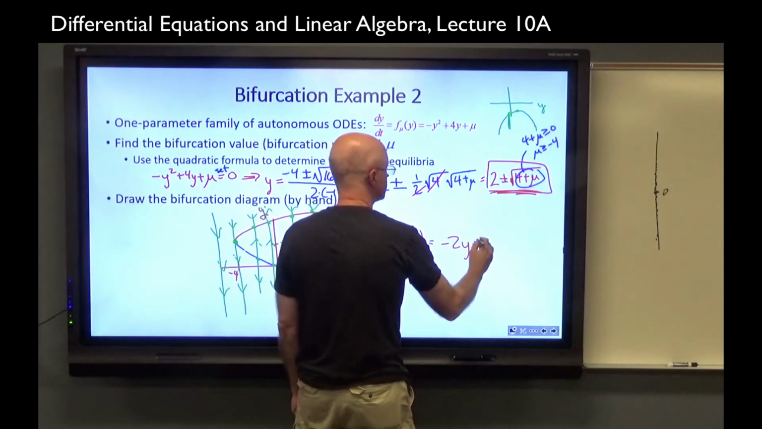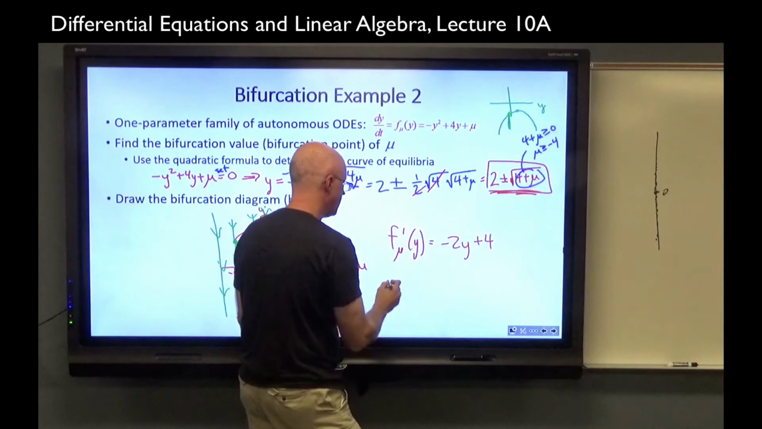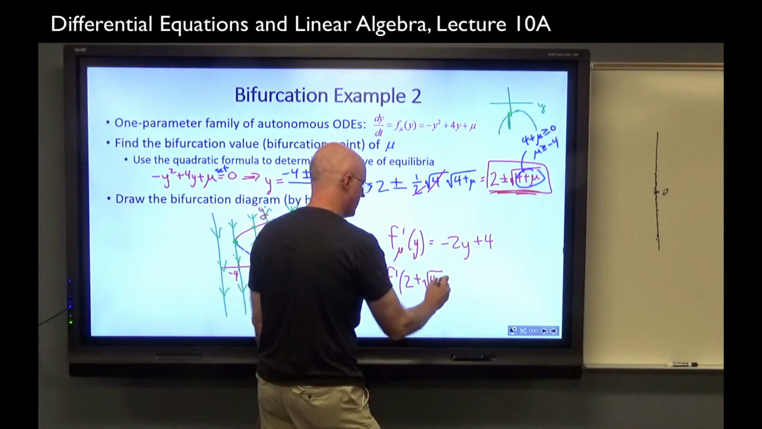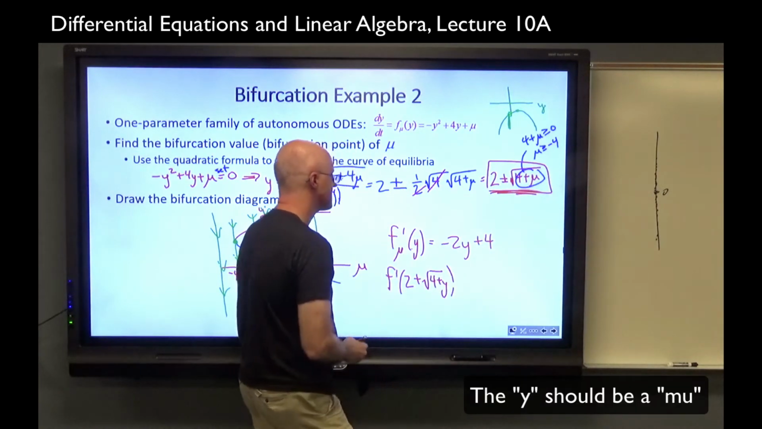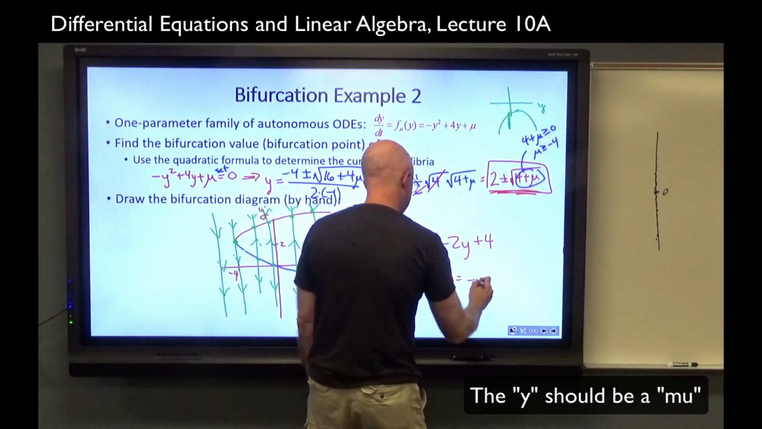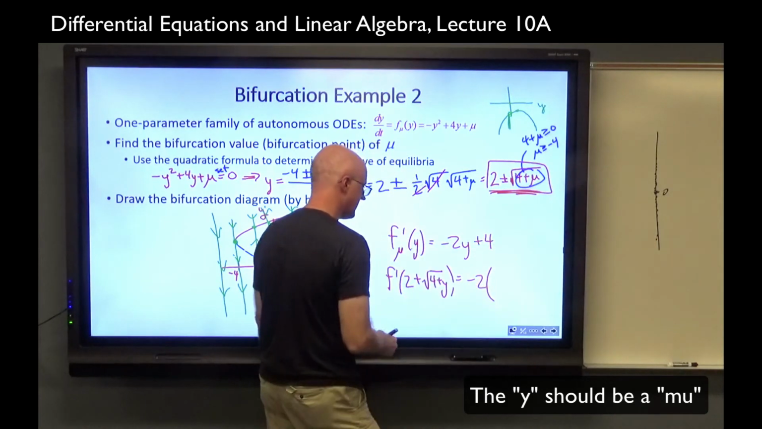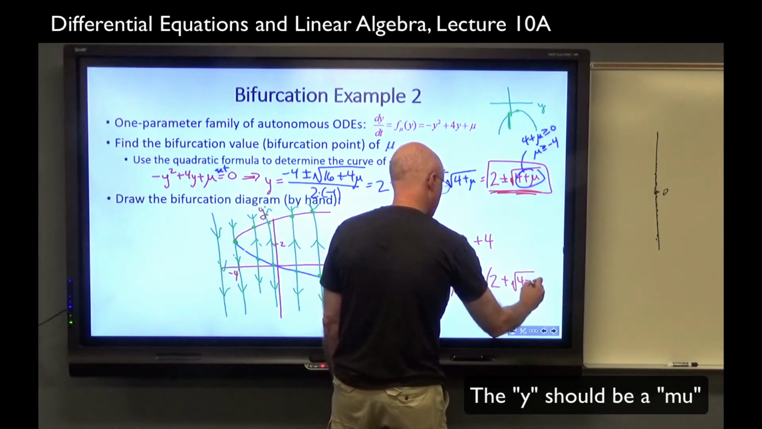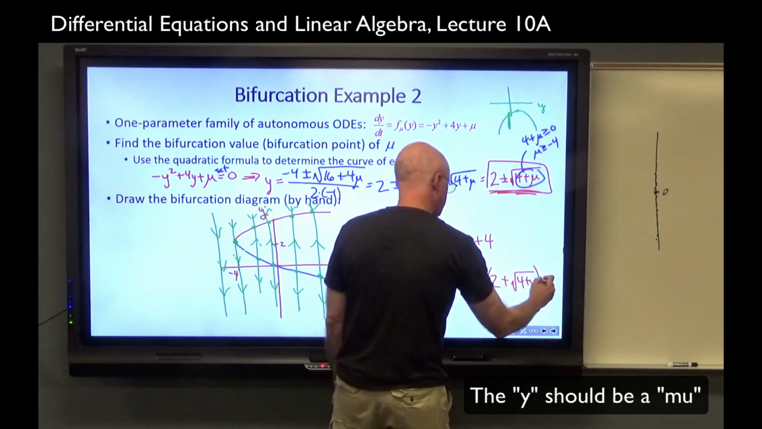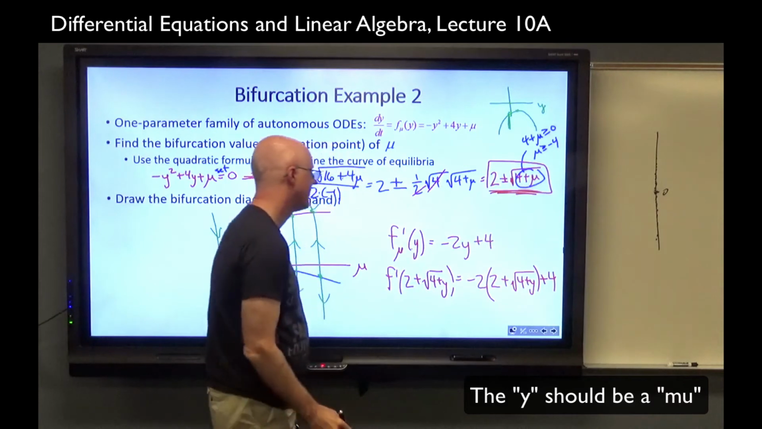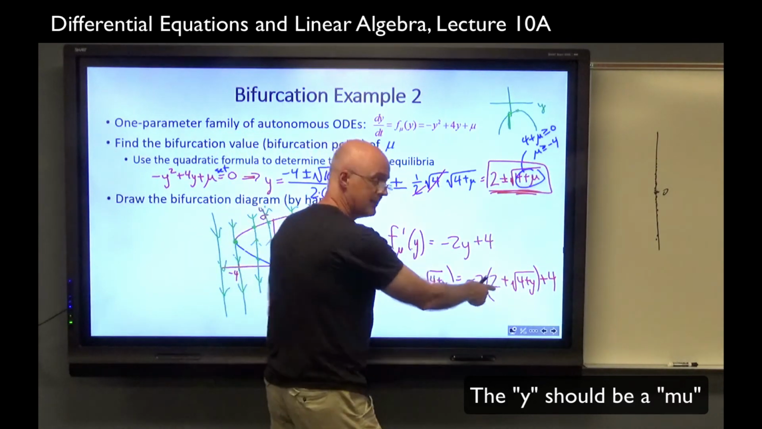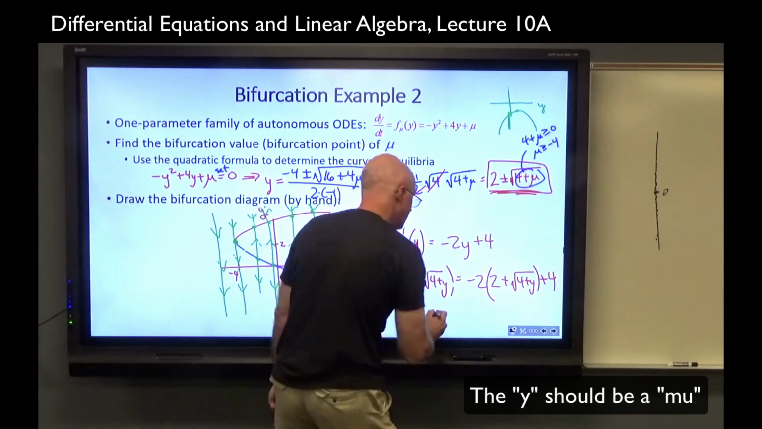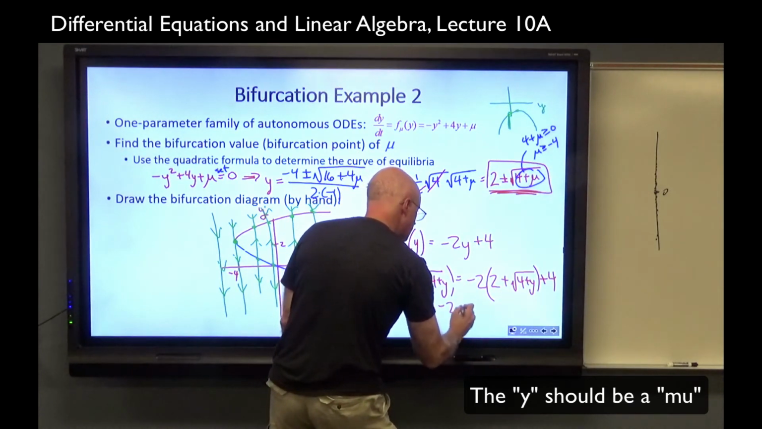It's 2y plus 4. If I plug in, for example, I'll just do one of them, 2 plus square root of 4 plus y into that, I'm going to get negative 2 times this thing in the parentheses there, 2 plus square root of 4 plus y. Then don't forget about the plus 4 out there. Distribute this negative 2 through the parentheses here, you'll get a negative 4. Negative 4 plus 4 is 0.